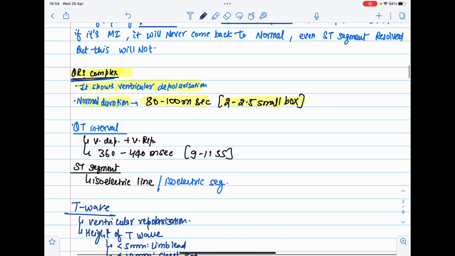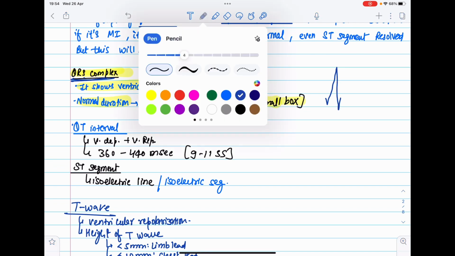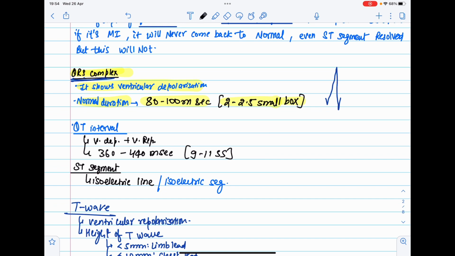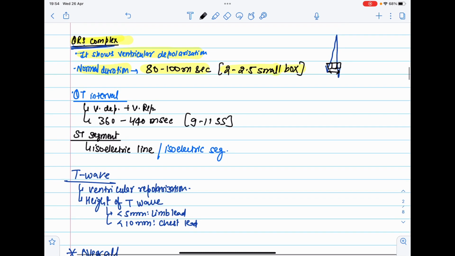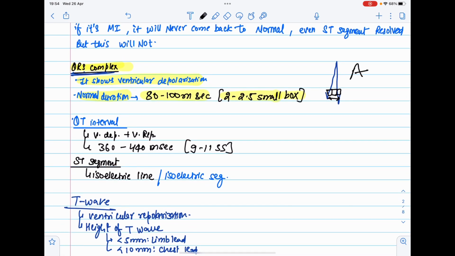It means if this is the QRS complex, it should be between 2 or 3 small boxes only. So it should be in between 2 to 2.5 small boxes only. If it is more or less, I will tell you about this later: if the QRS complex is broad, it is bradycardia. If the QRS complex is narrow, it is tachycardia. We will see it later, but for this time just read about the normal duration.